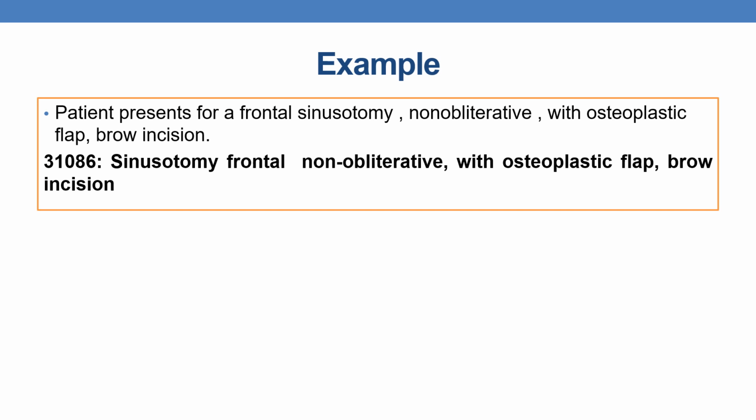Now let us see an example. Patient presents for frontal sinusotomy, non-obliterative with osteoplastic flap, brow incision. So here the CPT is 31086, sinusotomy frontal non-obliterative with osteoplastic flap, brow incision.